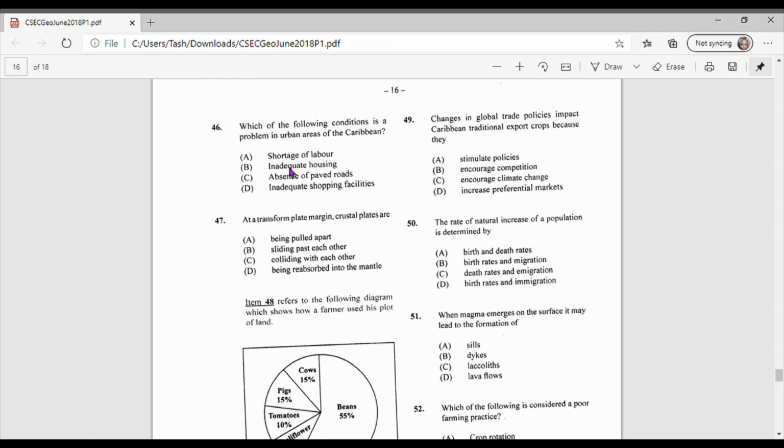47, at a transform plate margin, crustal plates are being pulled apart, sliding past each other, colliding, or being reabsorbed. 47 would have been letter B, they are sliding past each other.